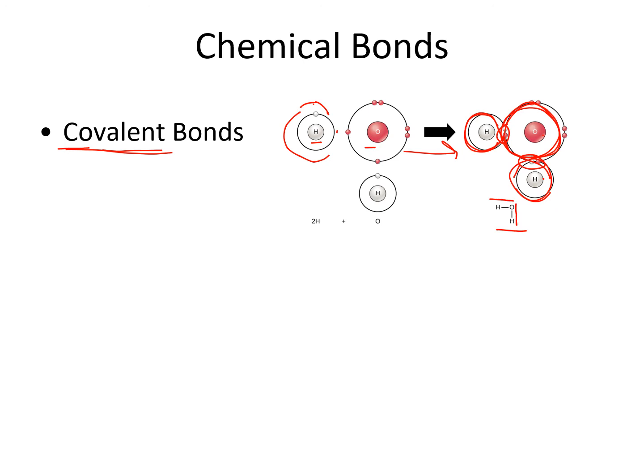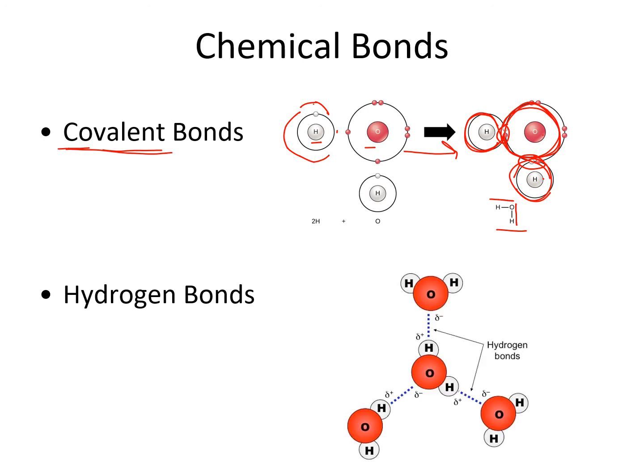The other type of bond are hydrogen bonds, and hydrogen bonds are also very important to living things. Hydrogen bonds are not a typical bond like a covalent bond, but an attraction between a partial negative charge and a partial positive charge. And it's always depicted by dotted lines.